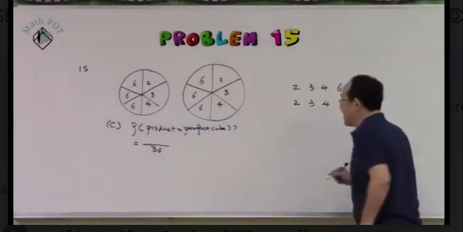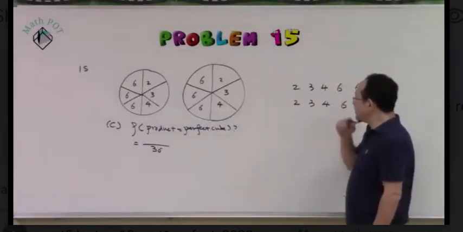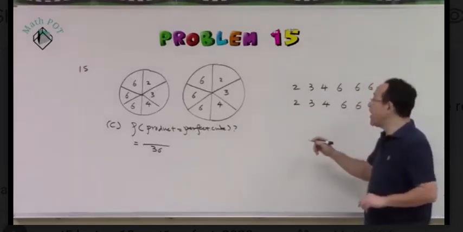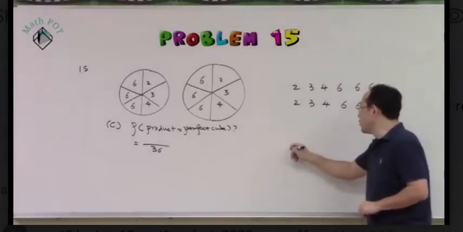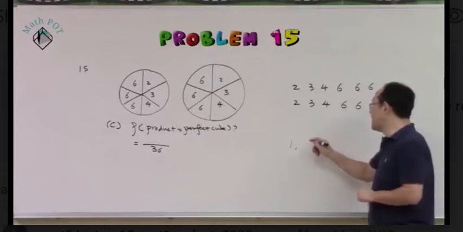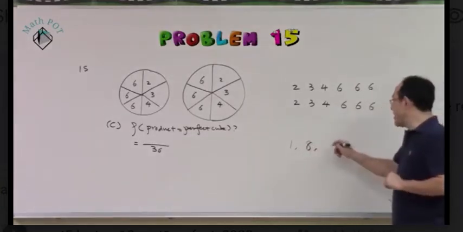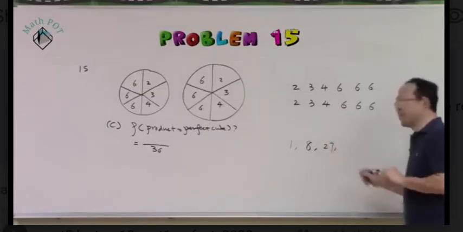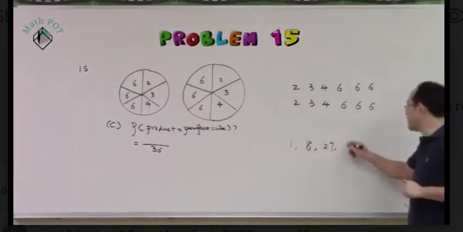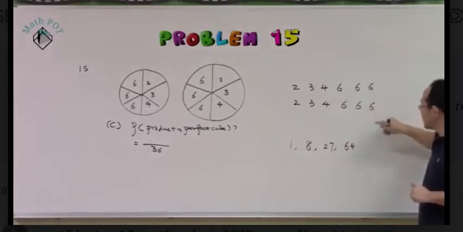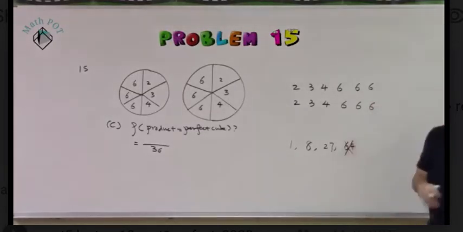So let's quickly check. In order to make checking easier, I'm going to quickly put down the possible perfect cubes. Of course, 1. Next one could be what? Could be 2 times 2 times 2, which is 8. Of course, next one is 3 times 3 times 3, that gives us 27. Next one is 4 times 4 times 4, which is 64. So clearly, the largest possible here is 36. That means what? 64 is definitely impossible.